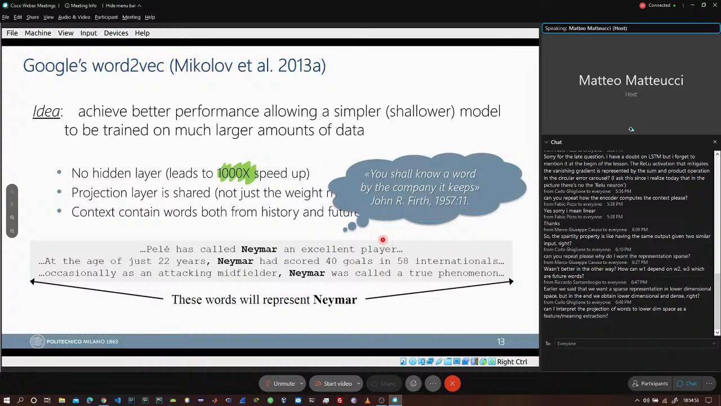To be honest, I'm not a really big soccer fan, and I didn't know that Pelé was named Neymar. I apologize to all the soccer fans at this point. But by looking at the text around it, I understood what this word was. I recalled the meaning of the word. So the word is represented by the surrounding.